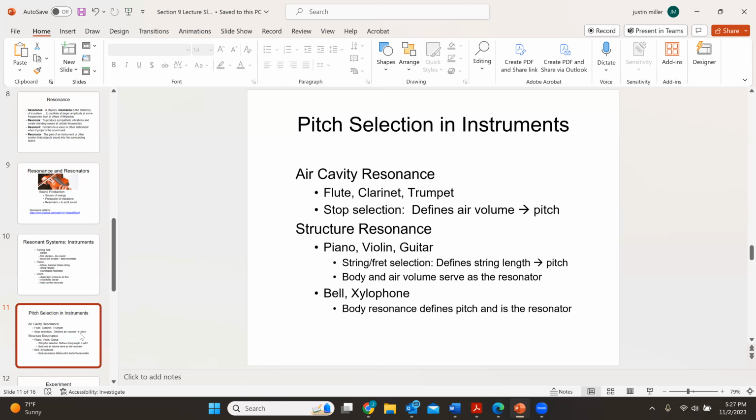Then you've got structural resonances like bells and xylophones, where it's the structure of the instrument itself that ultimately resonates, that is the resonator.